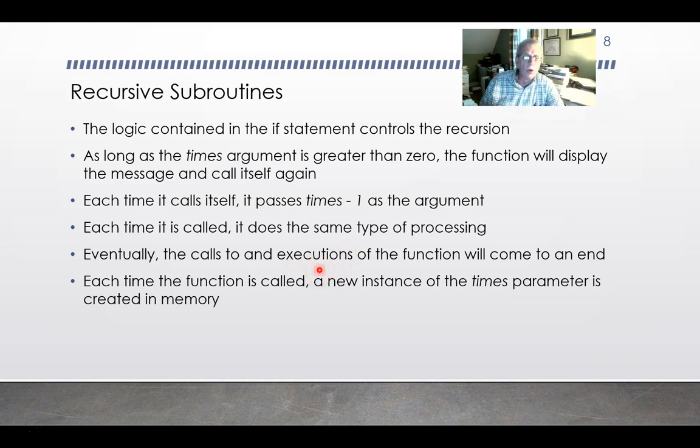Eventually, when the call was made with a value where the if statement did not have a condition that evaluated to true, recursion stopped. And that's where we started backing up. So each time the function is called, there was a new instance of the times parameter, a new version of it, created in memory, and effectively the old version was also added to the stack frame. That's how it was remembered. So that's the general idea of how recursion operates.